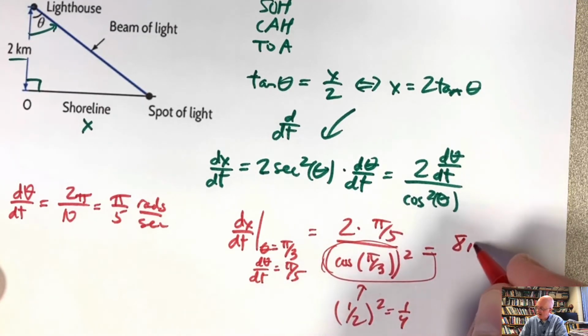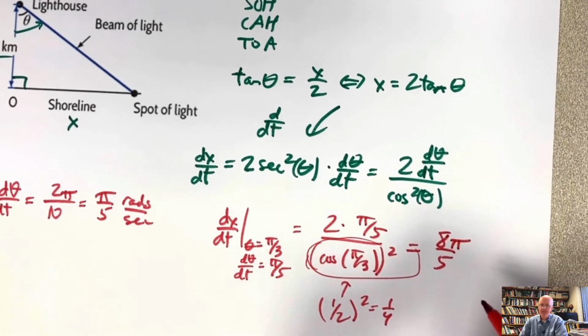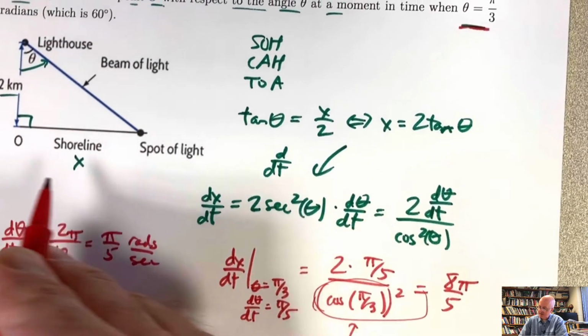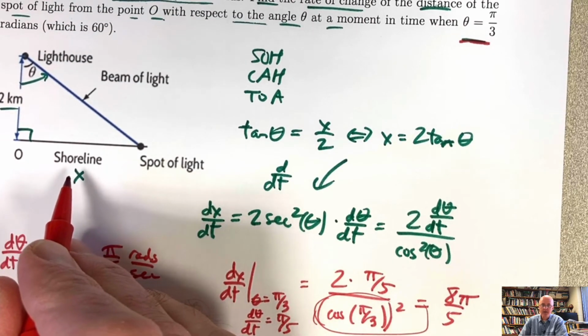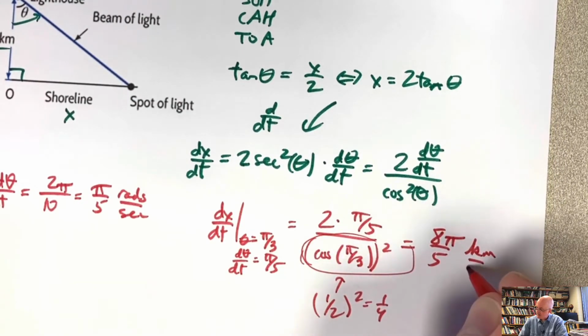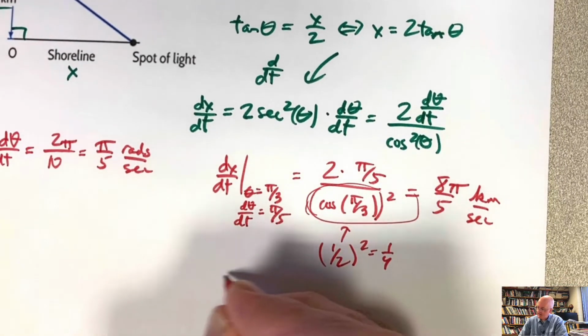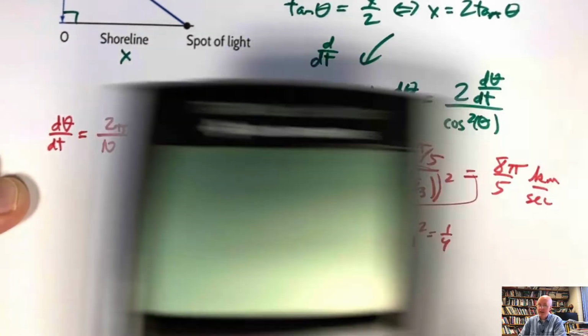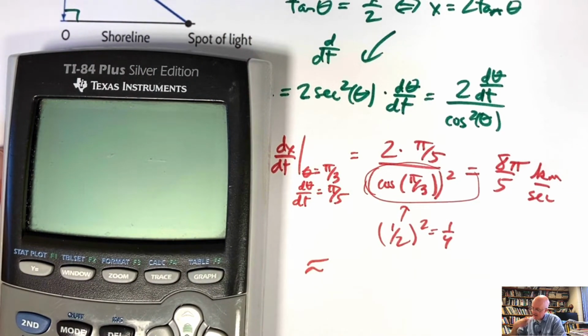8 pi over 5. Units of x is a unit of distance, kilometers. Units of time is seconds. This would be in kilometers per second. What is that approximately? It's pretty fast.